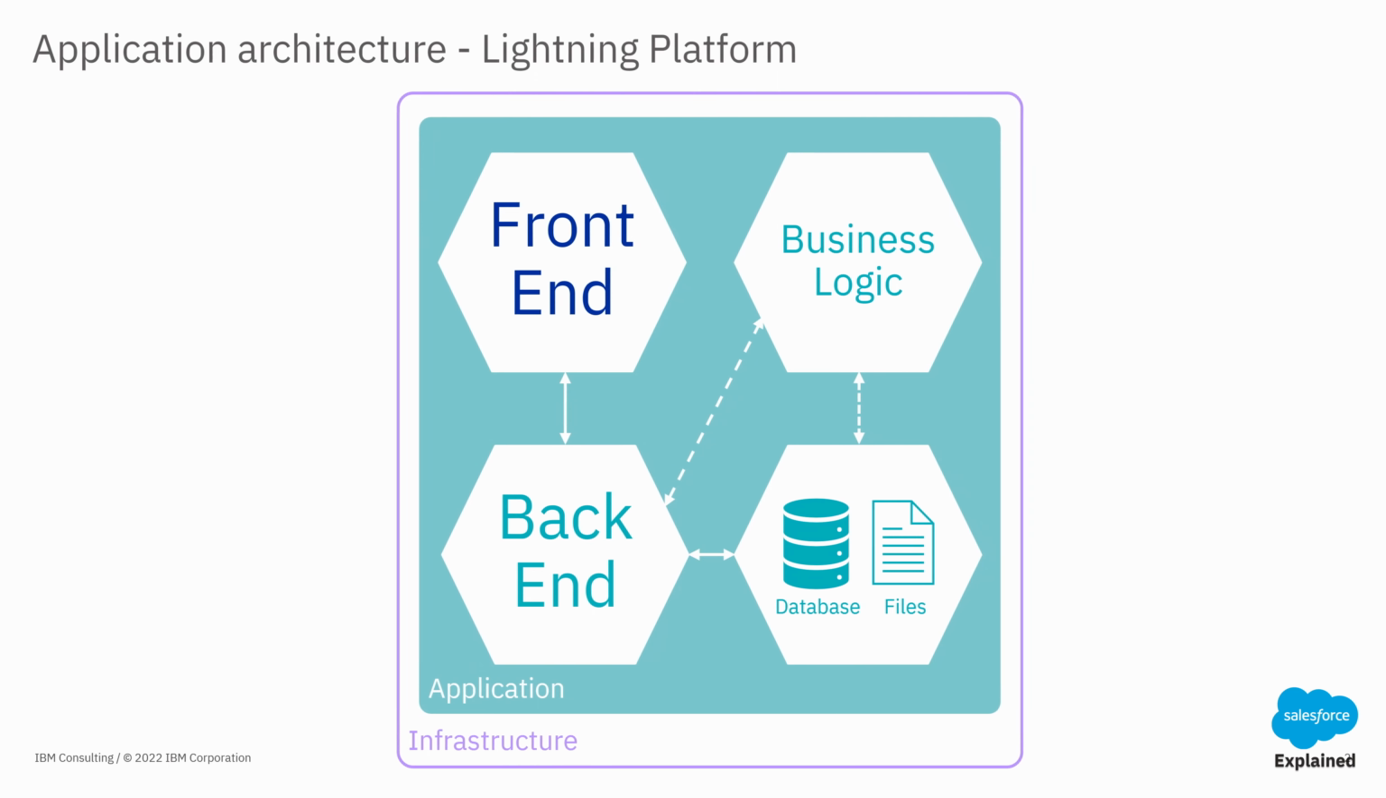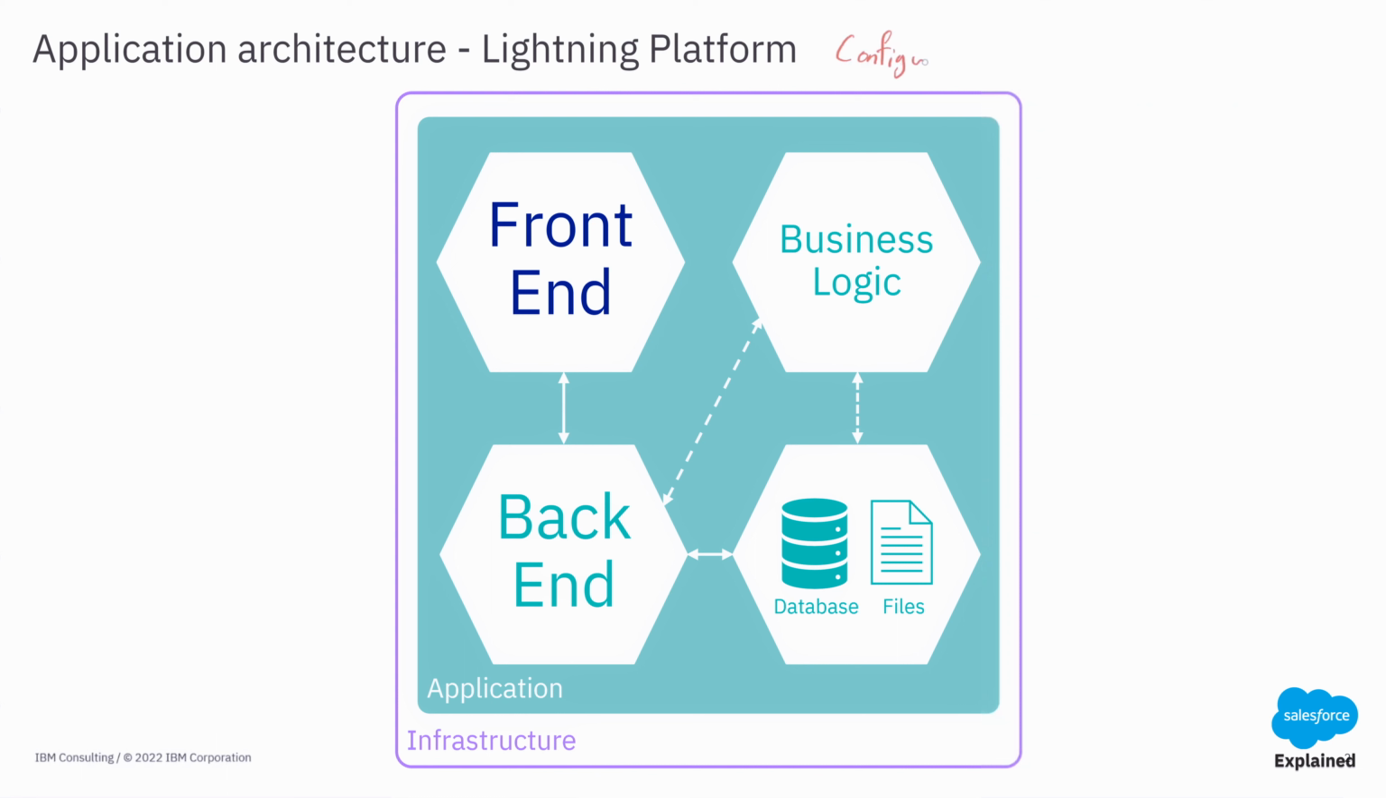Let's use this simplified diagram to outline the high-level capabilities of the Lightning platform. I use two colors to separate configuration from customization: orange for low-code or point-and-click capabilities, and black for pro-code capabilities. Page layout, Lightning page, dynamic form, and screen flow allow UI customization using point-and-click.